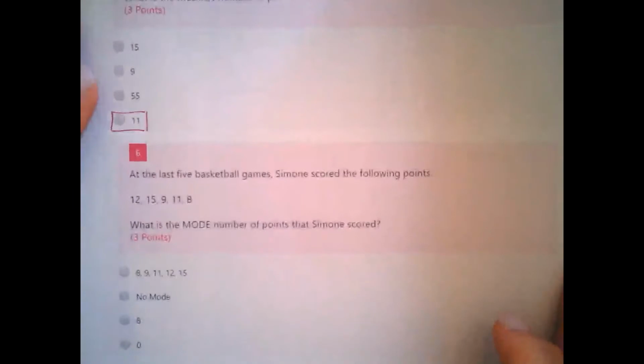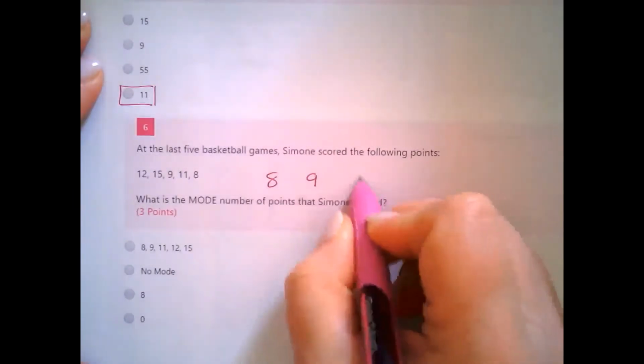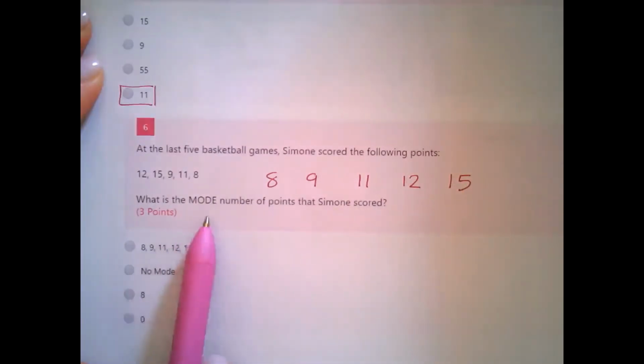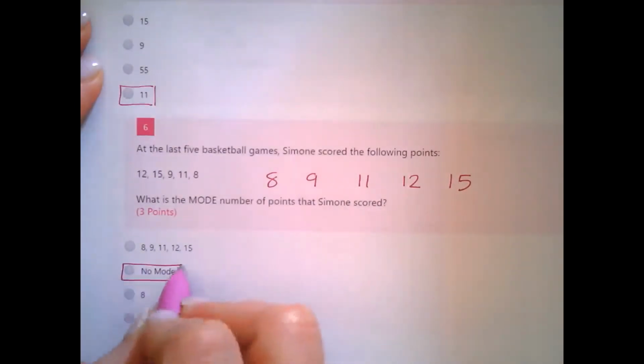Question number 6 relies on this exact same data set. So again, I'm going to list them just so I have them in order. And I want to know the mode. Well, is there a number here that repeats itself more than any other? No. So in that case, there is no mode. Okay, move on to question number 7.